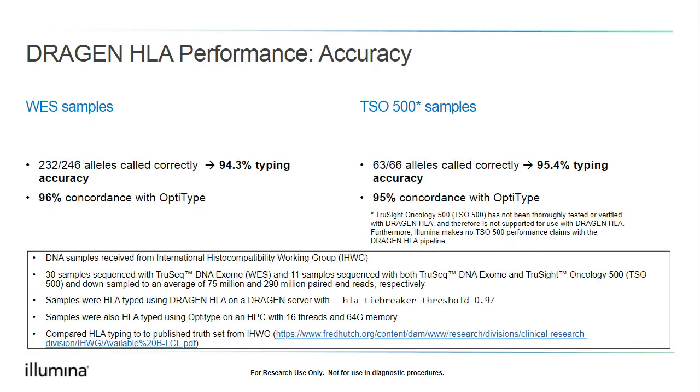We have done some accuracy benchmarking. This was done over some whole exome samples as well as some TSO500 samples. These DNA samples were received from the IHWG group, and are a combination of TruSeq DNA exome samples and some TSO500 samples. They were HLA typed using the DRAGEN HLA pipeline on a DRAGEN server with an HLA tiebreaker threshold of 0.97.